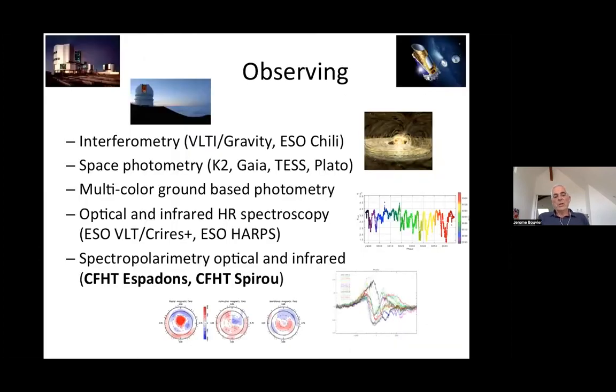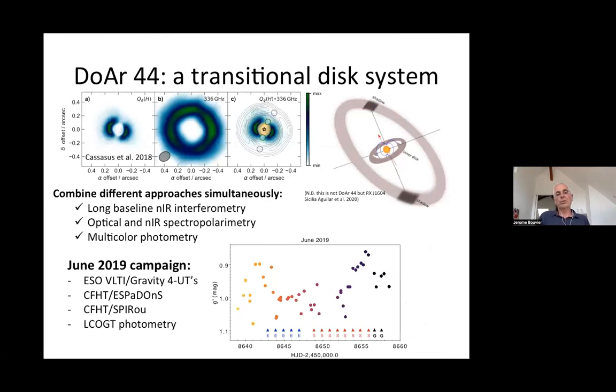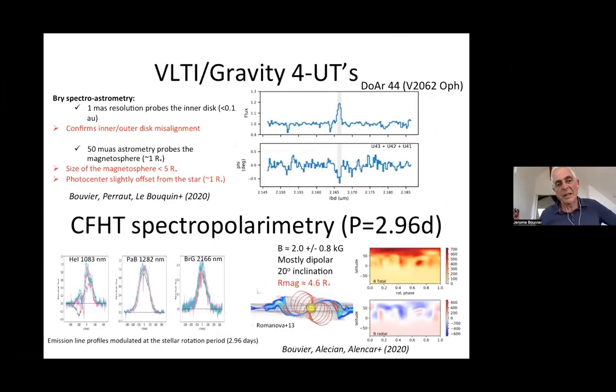Okay, and observationally, now we combine spectropolarimetry with ESPaDOnS and SPIRou with interferometry, space photometry, and a lot of other things, because we need different diagnostics to really understand what's going on. And I wanted to show you that, but I'll be quick. That's another system, another transitional system.